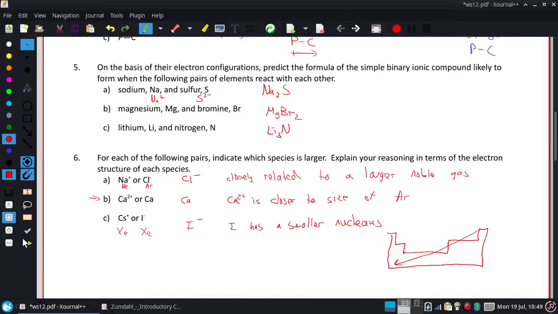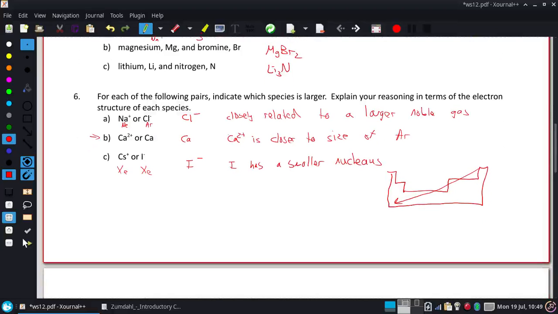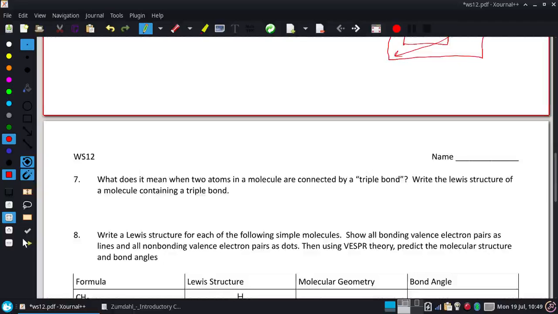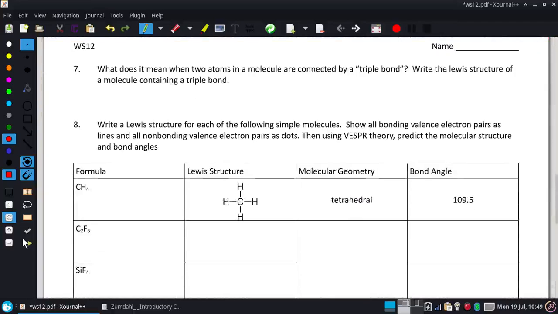All right. Page 2 on this involves our Lewis structures. We're going to do a couple questions before we start those. And really the interesting one is this first thing. What does it mean when 2 atoms in a molecule are connected by a triple bond? Well, the easiest triple bond I can think of is what happens between 2 nitrogens. And all a triple bond is, is when two atoms share 6 electrons.